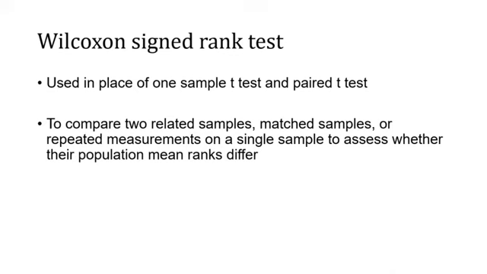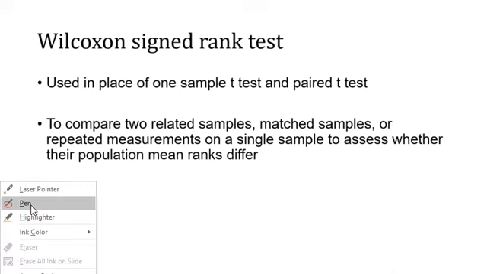Matched samples means a sample which is matched using another third variable, or a particular criterion, or particular test scores. On that particular score basis, we have matched two samples. So it is actually a repeated measure on a single sample to assess whether their population mean rank is differing. Here you must see the difference between the t-test and this test.